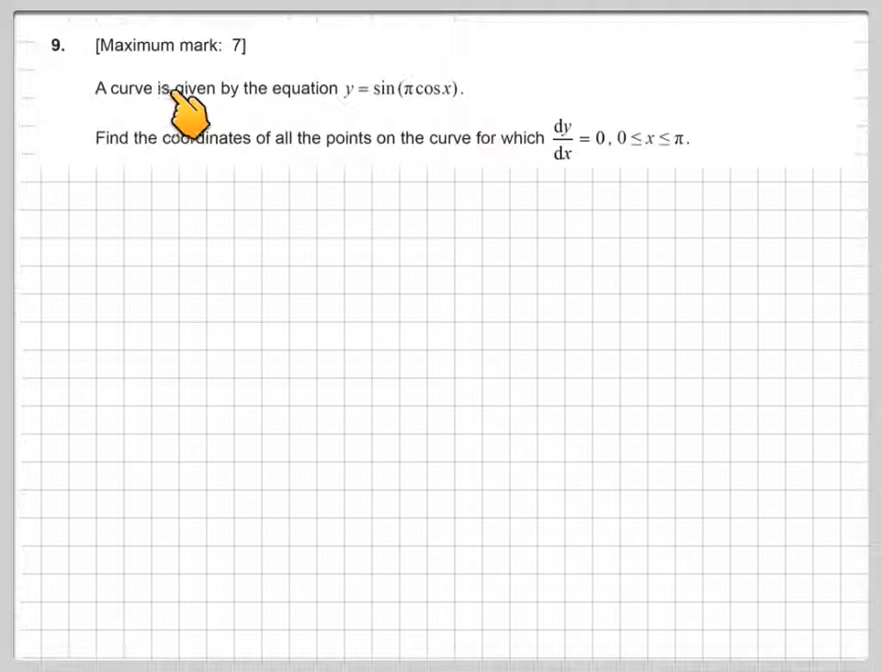So a curve is given by the equation y is equal to sine of pi cos x. Find the coordinates of all the points on the curve for which dy by dx is equal to 0 and x is between 0 and pi. Note it says coordinates.